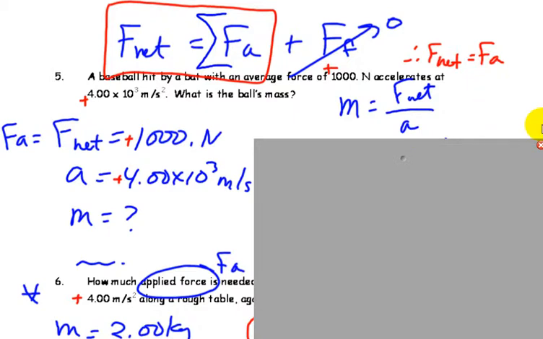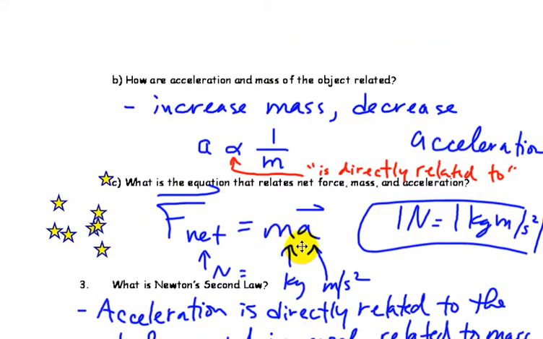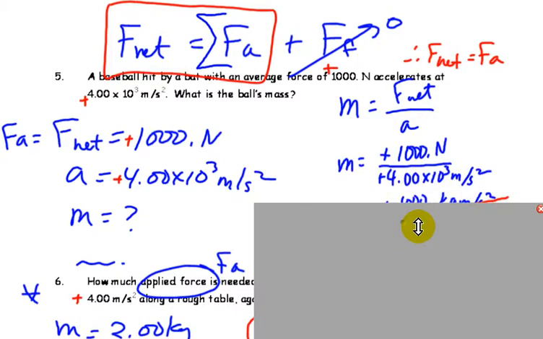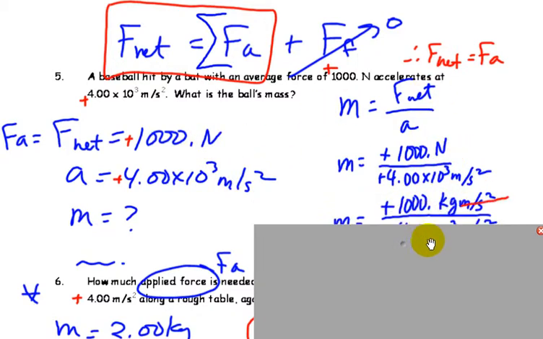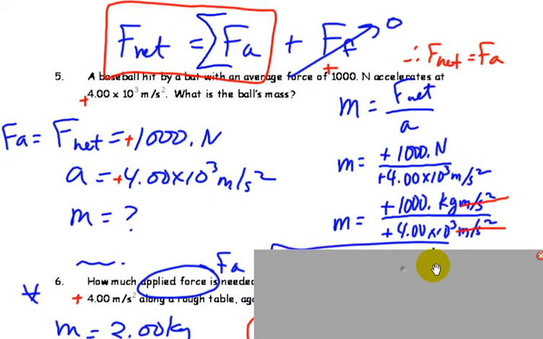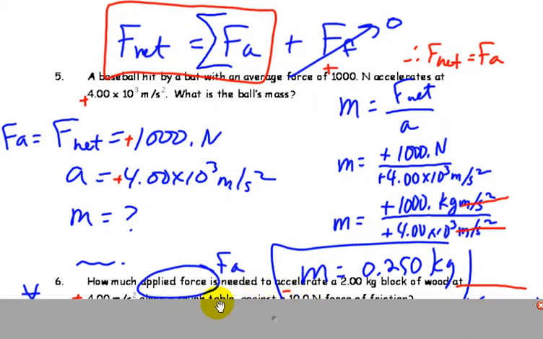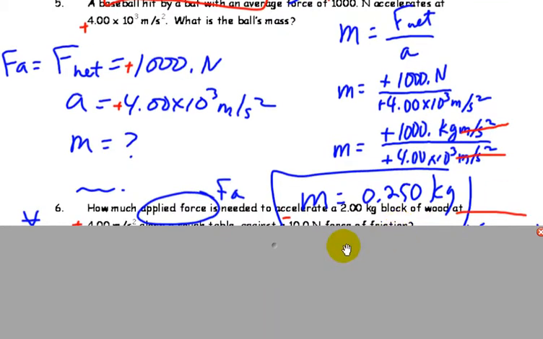So rearranging the equation to solve for m, divide by A: F net over A equals m. And again, change the newtons into kilogram meters per second squared. Meters per second squared cancel on top and bottom, and you'll see that we're left with kilograms: 0.250 kilograms.